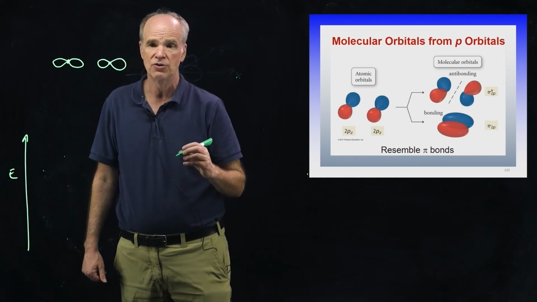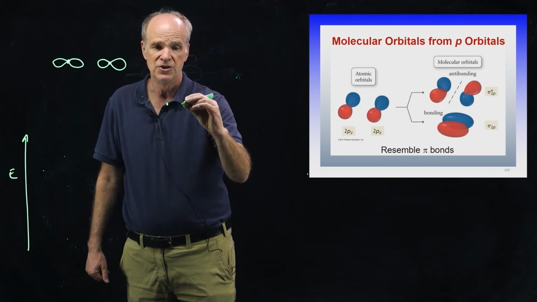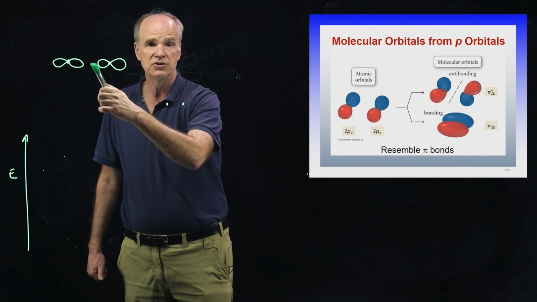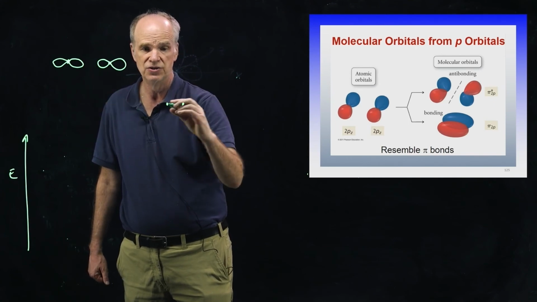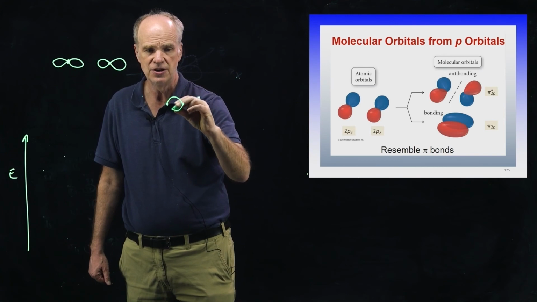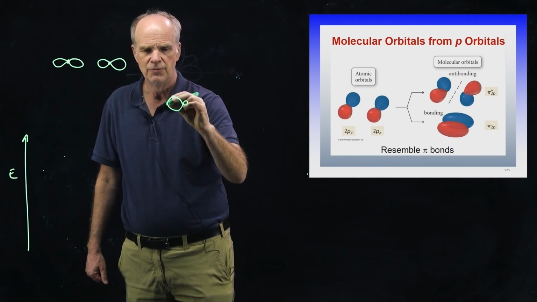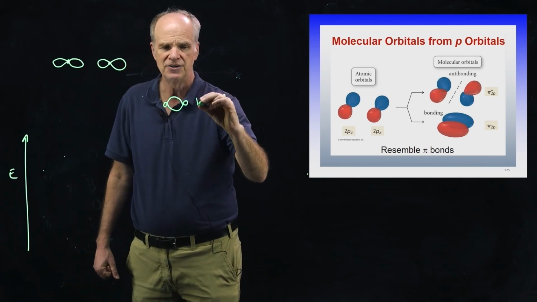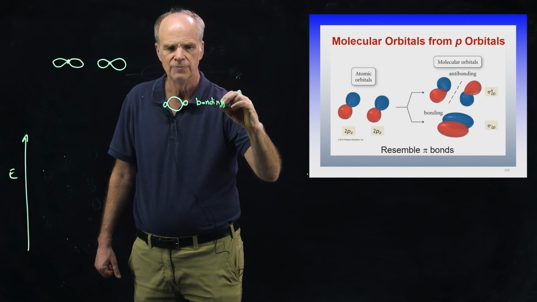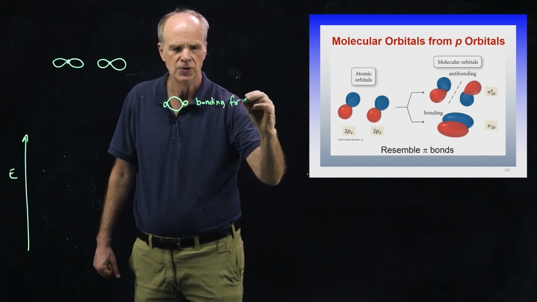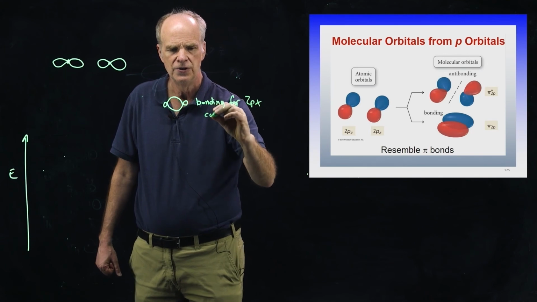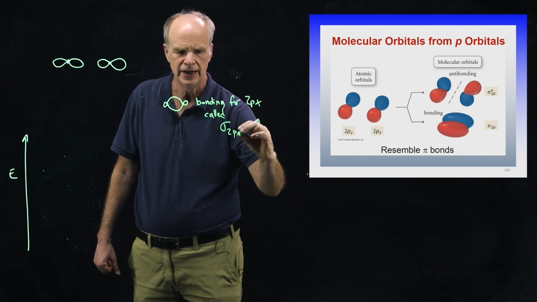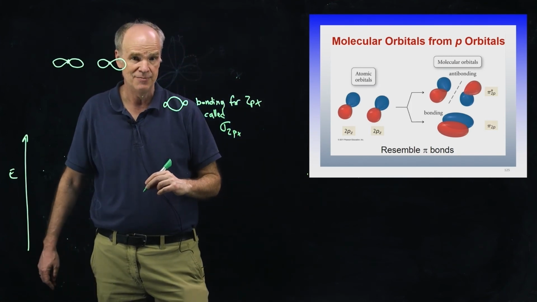Well, the bonding molecular orbital would look something like this. Here are the two nuclei, and now here you're adding them. So you're going to increase the electron density between the nuclei, and so we have this sort of shape here. And then we have a little electron density on the other sides of the nucleus. So this is the bonding orbital for px, and it is called sigma 2px. Now, can you draw the antibonding orbital?